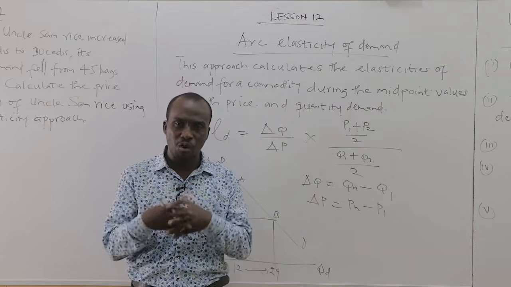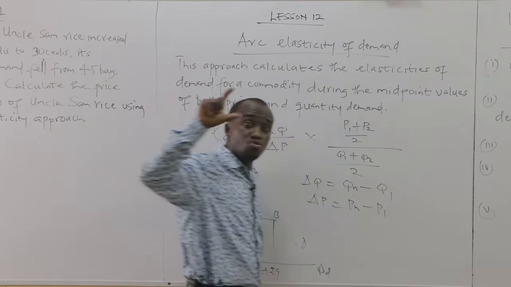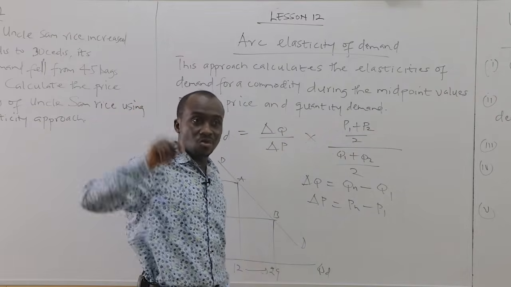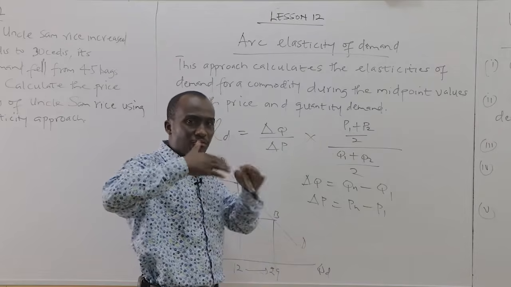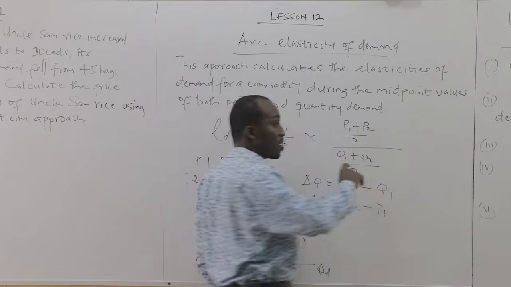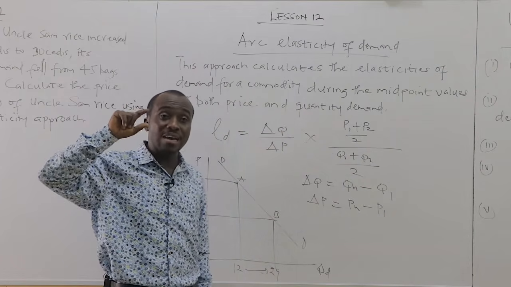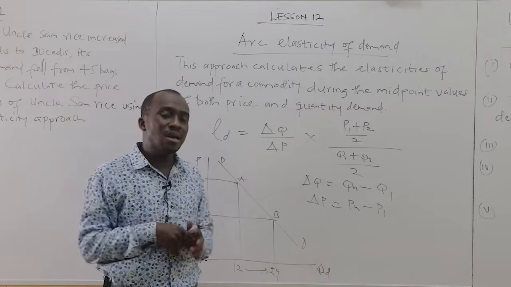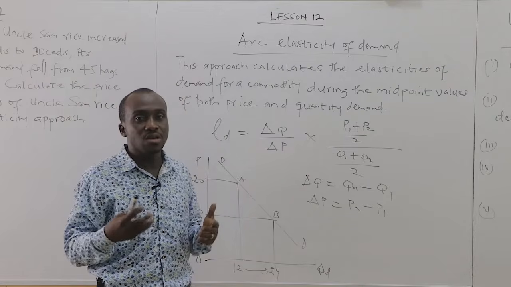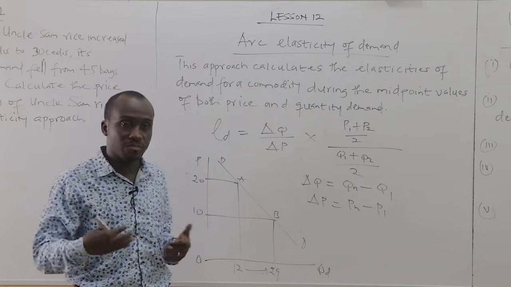So they saw that the midpoint will solve that problem, because it will give you one value for the two prices, so that you don't get different values when you change the figures. In the same way here, it gives you one value for quantity 1 and quantity 2, so that you don't get different values. That was the idea. In most exams, the point elasticity is what they use. Arc elasticity is hardly used unless the question specifies.